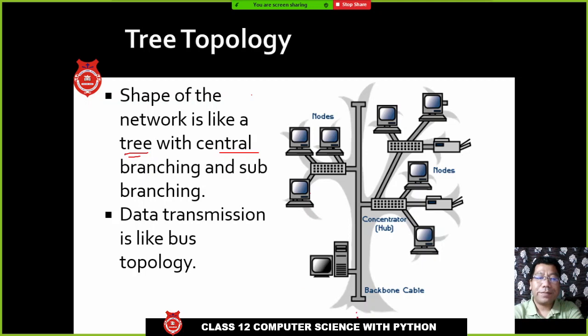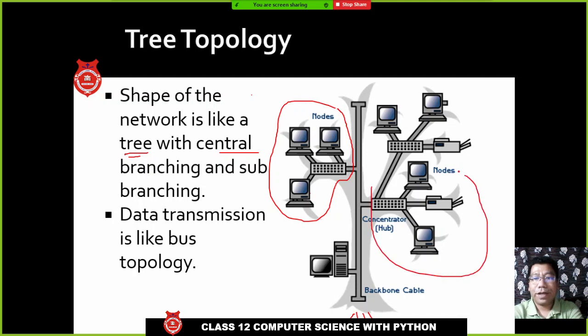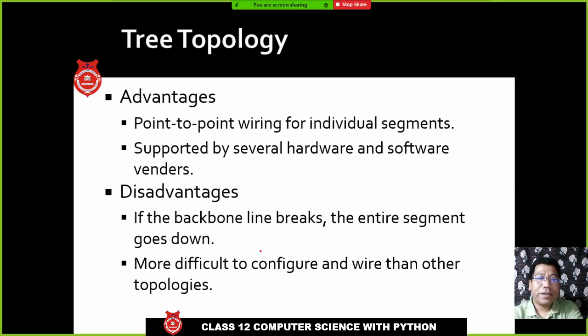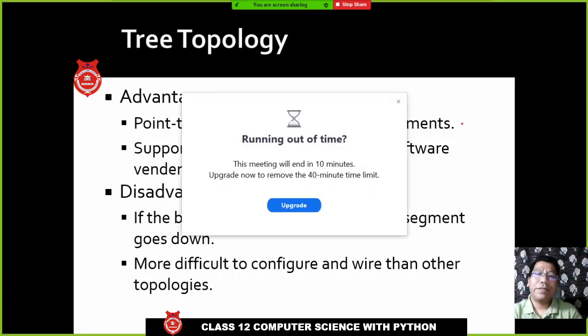As you can see, suppose this is the root of the tree, and this is the central main bus, and there are some nodes like tree sub branches, and there is also another node, and it is also extended like this, and here is also another computer like that. So this is known as a tree topology. The advantages are point-to-point wiring for individual segments, its branches.